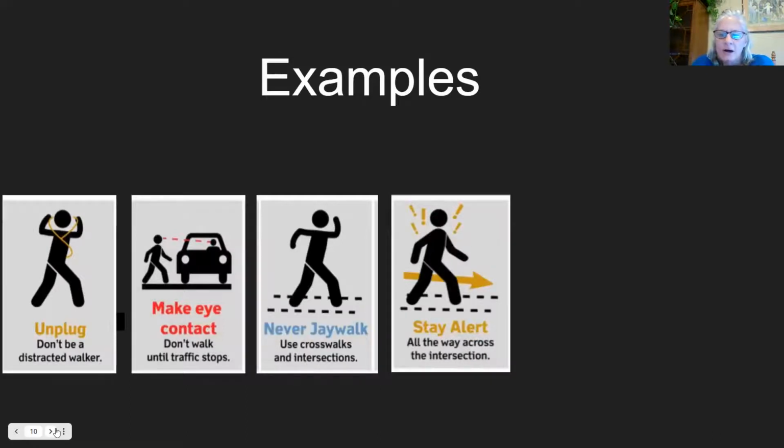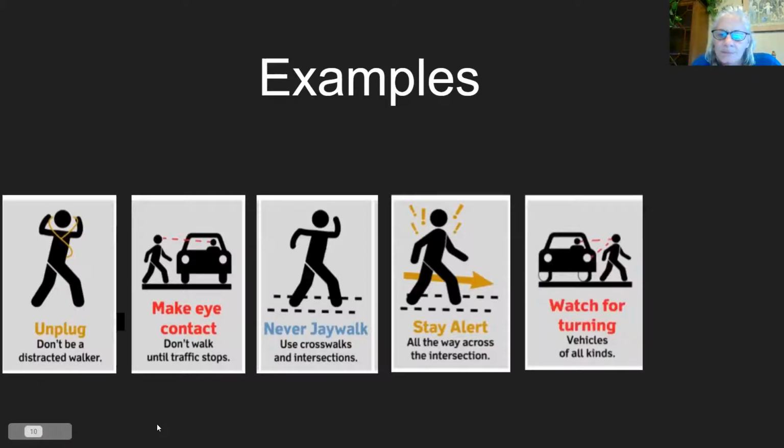Stay alert all the way across the intersection. You stop. Remember, throughout the whole crosswalk, you are still looking both ways to make sure traffic stops, they see you. Watch for turning vehicles. A lot of times, some people, if they're not being distracted, will try to beat you, so they'll turn really fast in front of you. So make sure you're watching for those turning vehicles.